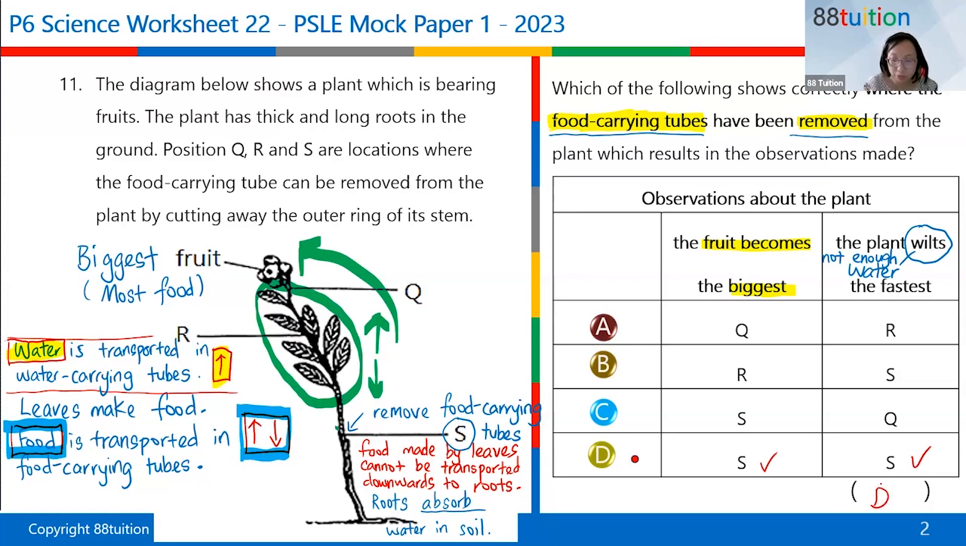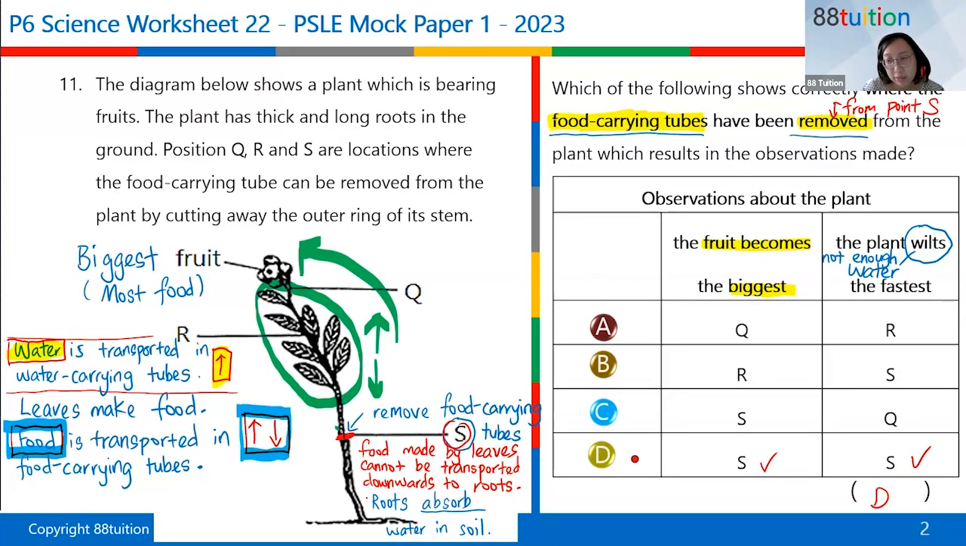All right, so you actually remove the food carrying tubes from point S. Point S is here, this part. So I remove the food carrying tubes here. I do not touch the water carrying tubes. Because I remove the food carrying tubes here, the food made by all the leaves on top cannot be transported downwards to the roots below.